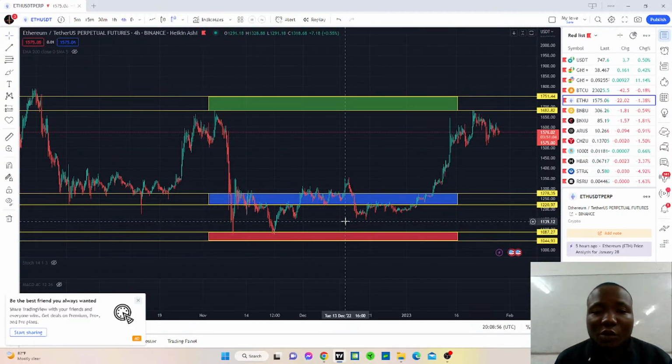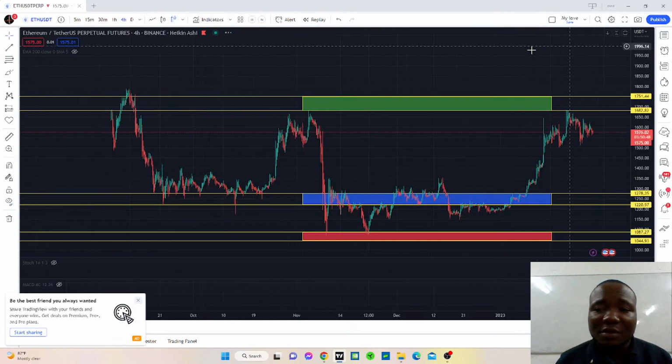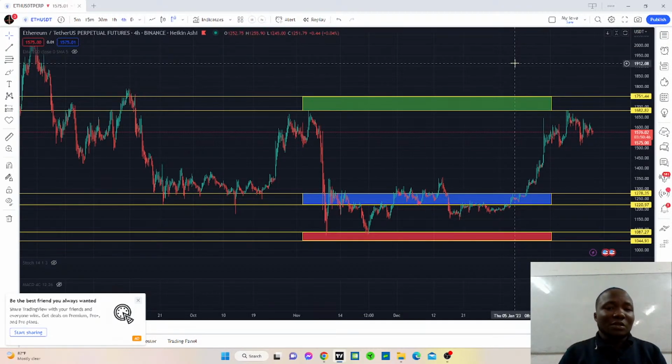So today we'll be looking at Ethereum. As you can see here, Ethereum slash USDT time frame. This is my live setup, my live trading setup. It's live.